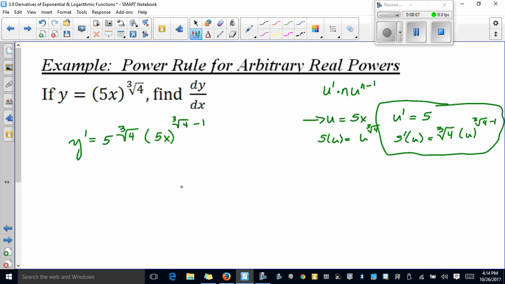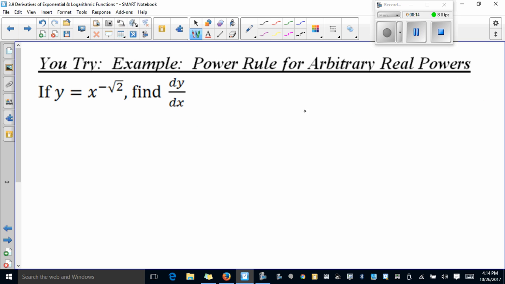Okay, let's try another one. In this case, u is equal to x, so u prime is equal to 1. This is what we used to see when we do power rule. So remember, our derivative is going to be u prime n u to the n minus 1. There's your normal power rule. We just have to take the derivative of u prime as well. So we get y prime equals 1.